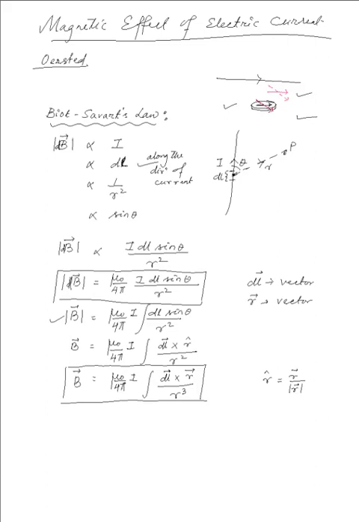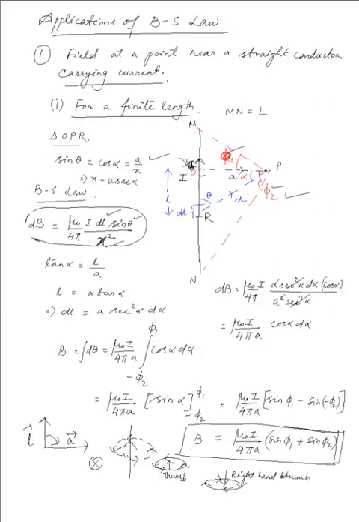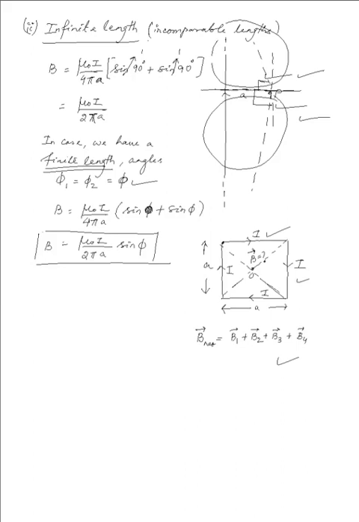Basically, we are considering a current carrying wire, and then we had the first application of Biot-Savart's law for a straight conductor carrying current. First we considered the finite length, and then we considered the infinite length, where the length continues along its path. And for finite length also we had considered the case of the field along the perpendicular bisector.